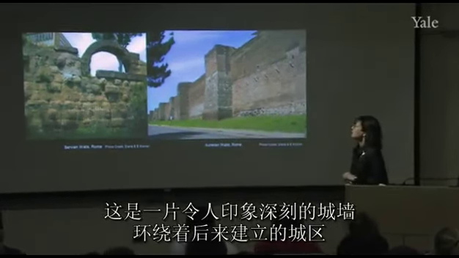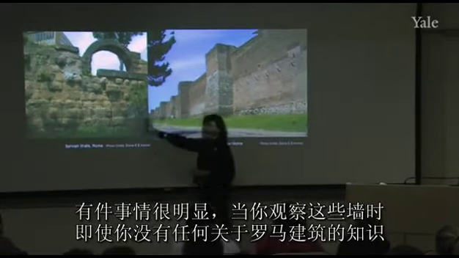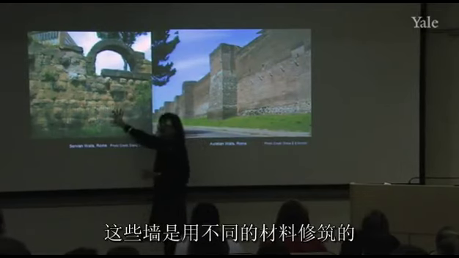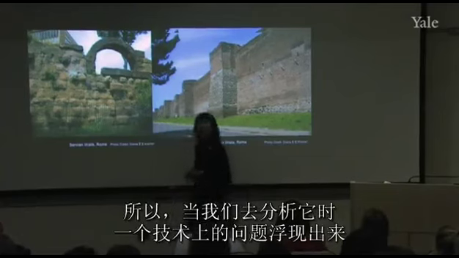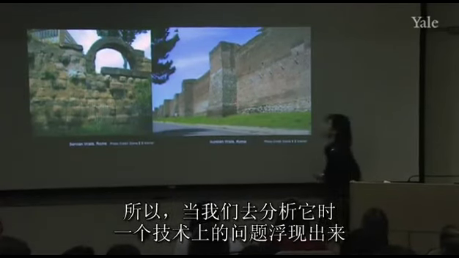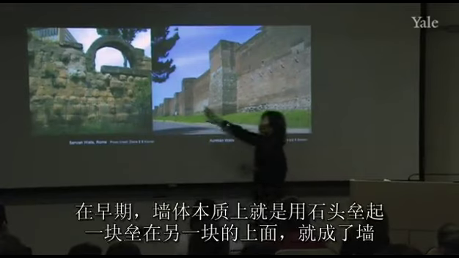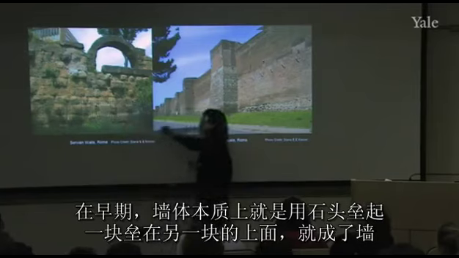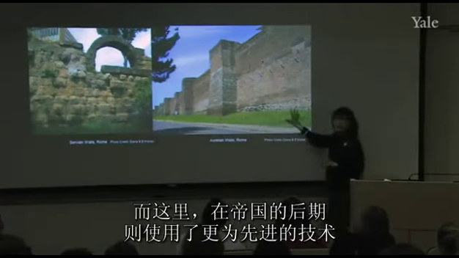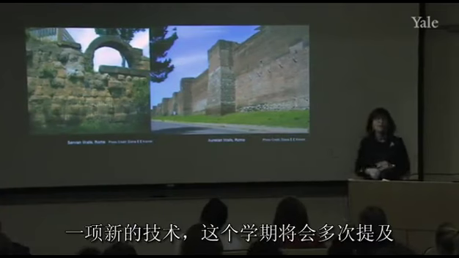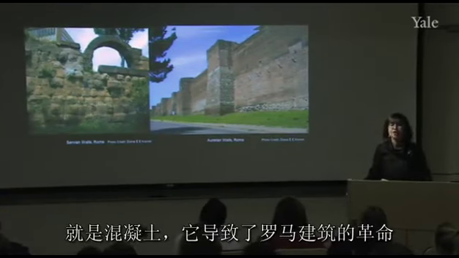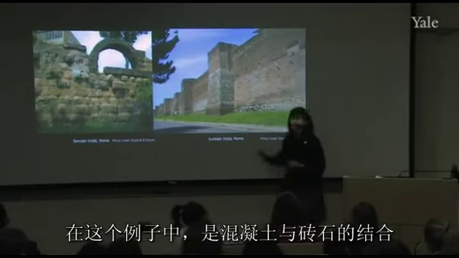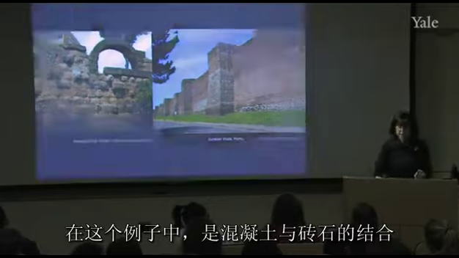a very impressive set of walls that encircled the later city. One thing that's apparent to you as you look at these, even if you have no knowledge whatsoever of Roman architecture, is these are made of very different kinds of materials. So technical issues come to the fore right away as one analyzes this sort of thing. In the early period, essentially blocks of stone piled one on top of the other for the wall. Here, a more sophisticated use later on in the empire of a new technology that we're going to talk about a lot this semester, and that is concrete, and what concrete did to revolutionize Roman architecture. Concrete, in this particular case, faced with brick.